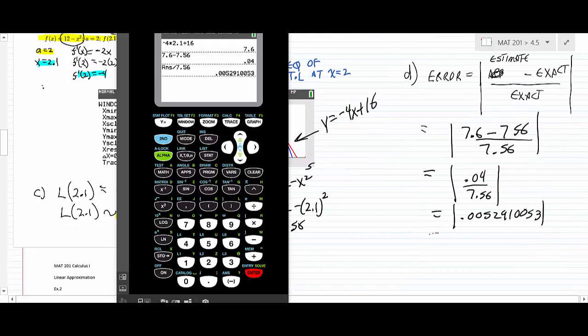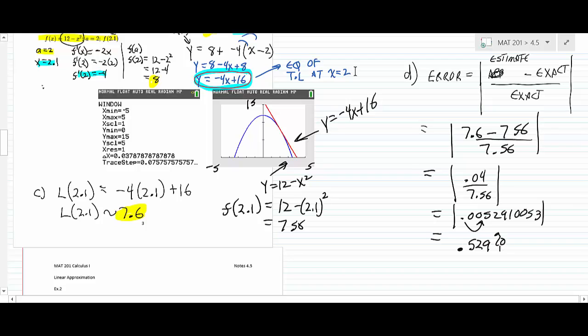Now, that's not a percent. What do you do to change something to a percent? What do you do to the decimal? Multiply by 100, or just move it over 2. So if you did that, you would have about 0.529%. So that's how close your approximation is, which is a pretty good approximation.